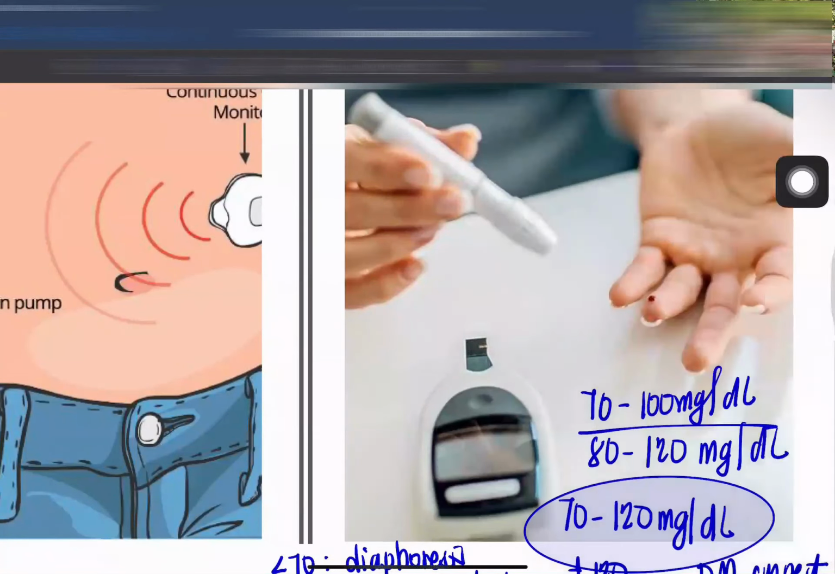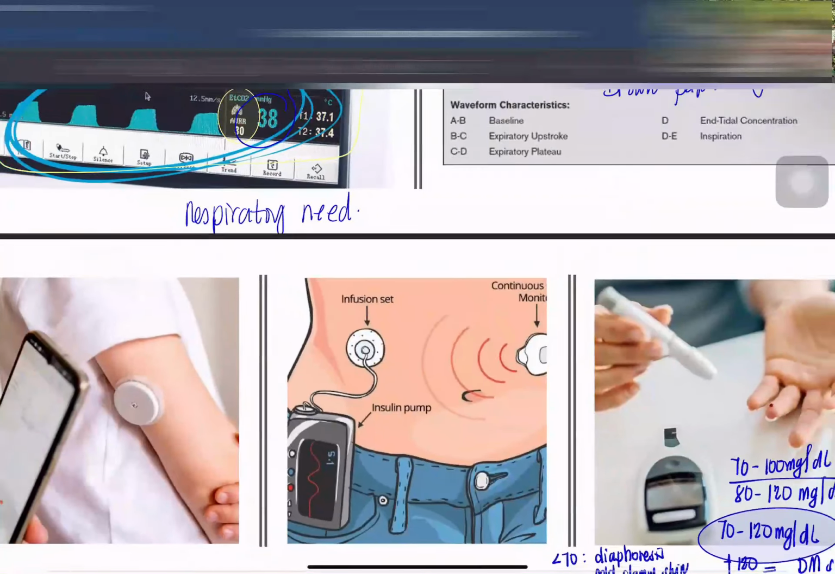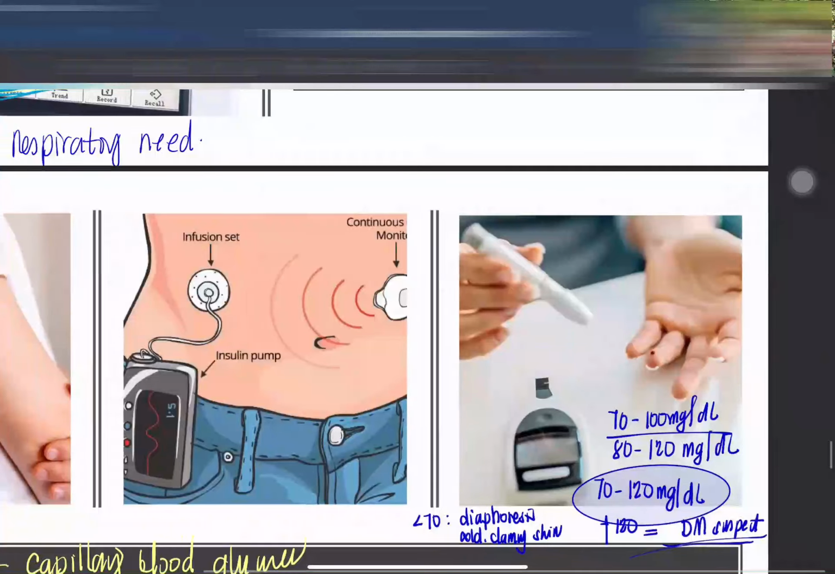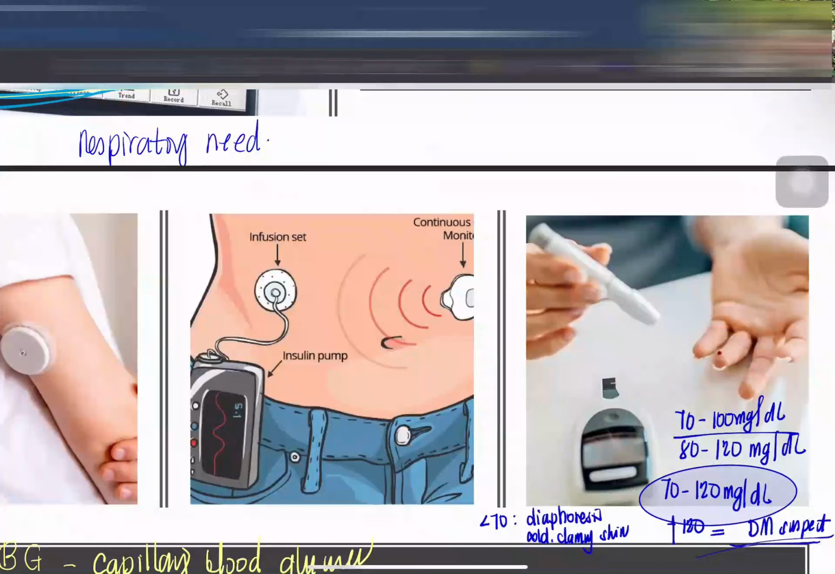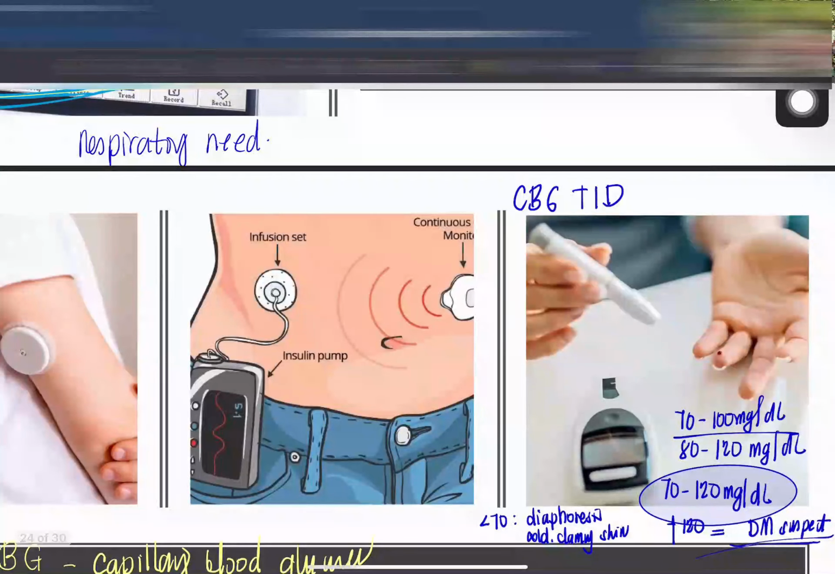Now, if you look at this one, this is the main point of the slide: the continuous evaluation of blood glucose levels. What is the difference? When we prick, the usual order there is that you do your CBG monitoring 3 times a day. The shortcut or acronym is 3 times a day AC.